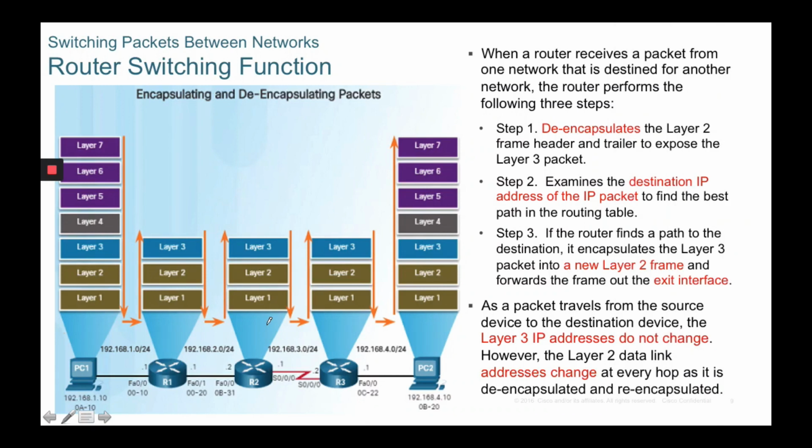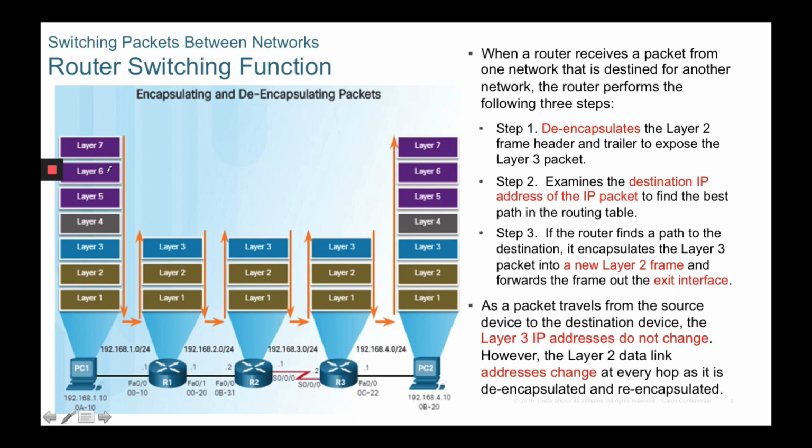In this video, I'm going to explain about the router switching function. I'm going to use the 7 layers of the OSI reference model to represent how the data from PC1, which is the source IP address of 192.168.1.10, routes to PC2 for the destination IP address of 192.168.4.10. I'm also going to explain how the encapsulation and decapsulation process works.